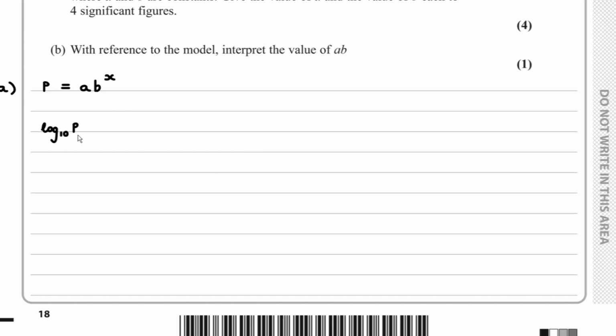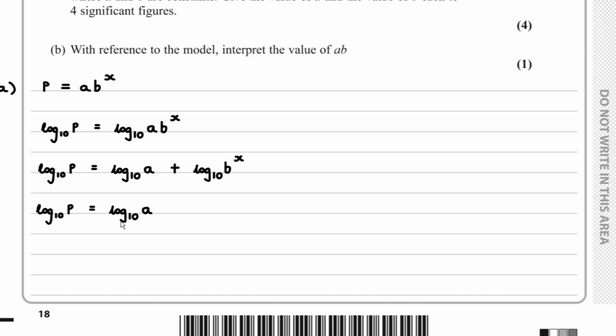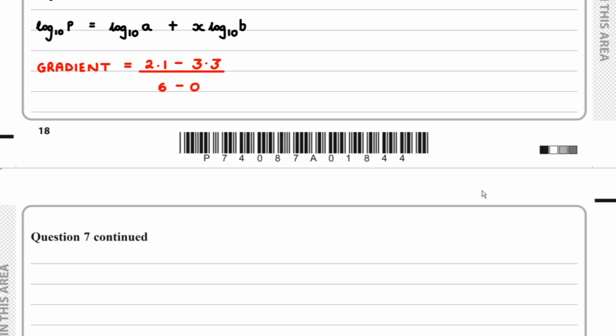So we have log base 10 of p equals log base 10 of ab to the x, and if we split up the right hand side using the addition law of logs, we have log base 10 of p equals log base 10 of a plus log base 10 of b to the x. And now if we use the power law of logs, we have log base 10 of p equals log base 10 of a plus x multiplied by log base 10 of b. If we now find the gradient, it is 2.1 subtract 3.3 over 6 subtract 0, and that's equal to negative 0.2.